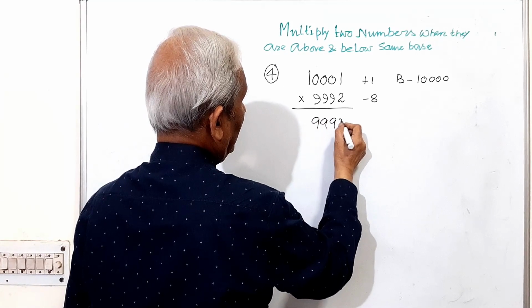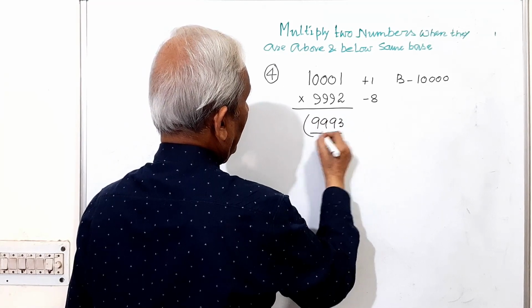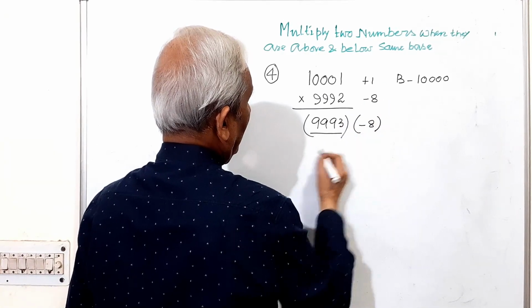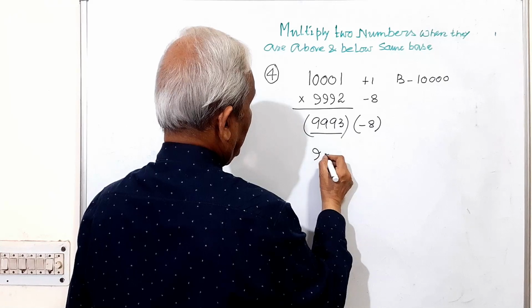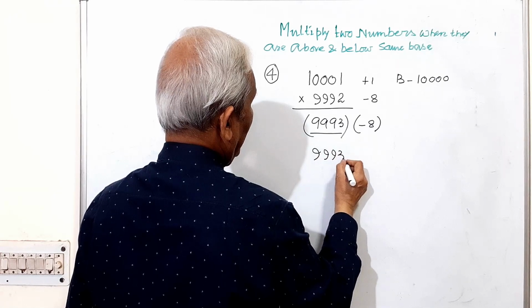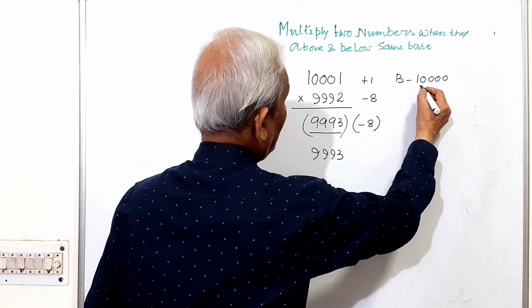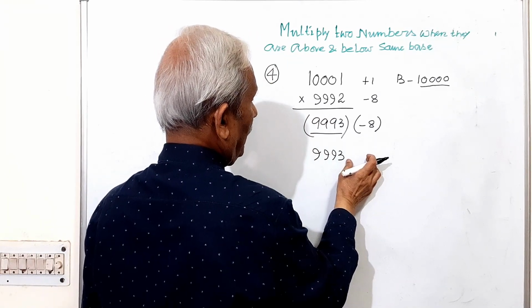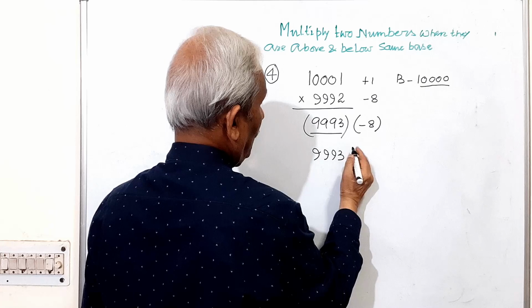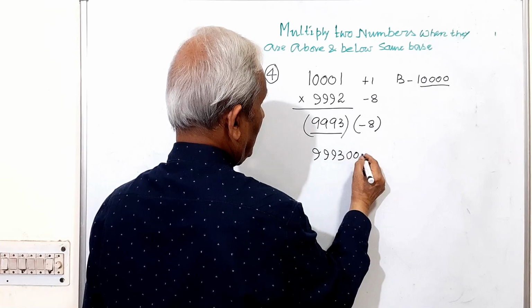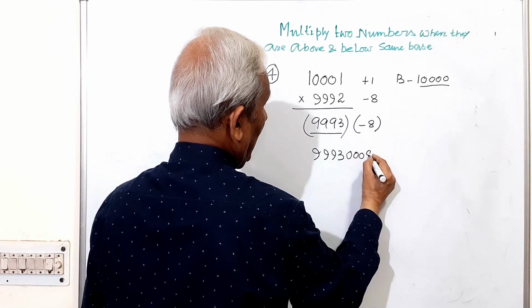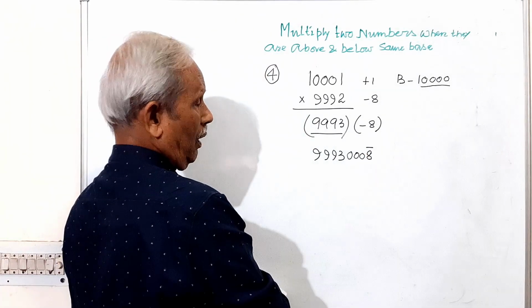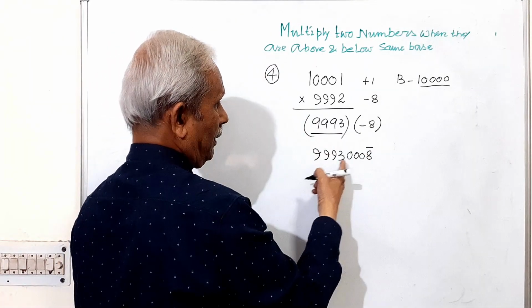9,993. That is the first part of the answer. Second part of the answer is minus 8. Well, let us first write here 9,993 and then see here there are 4 zeros in the base. So you cannot just write 8, you have to write 4 digits here. So 4 digits means you will write 3 zeros and 8. And not only 8, since the 8 is negative, we will write 8 bar. Hope you followed it. 9,993 000 8 bar.